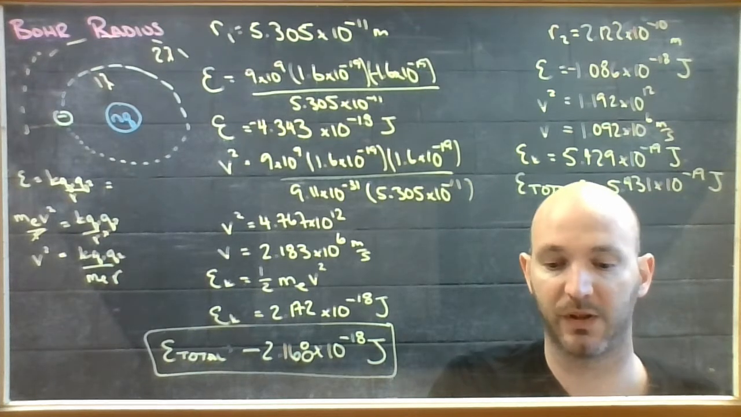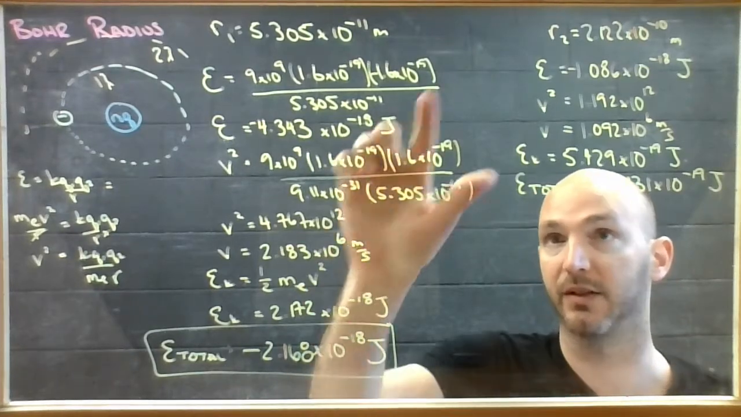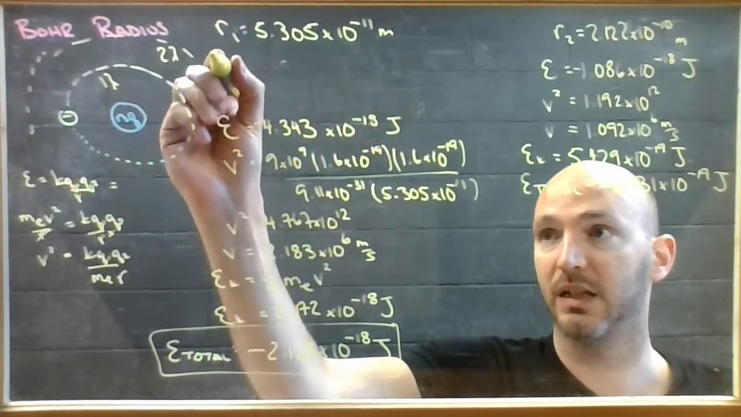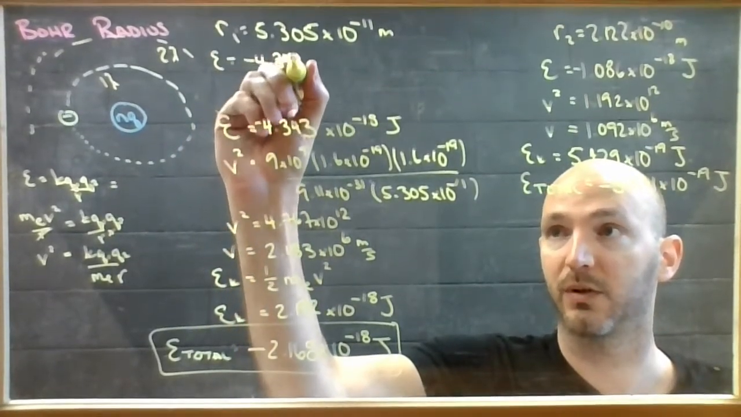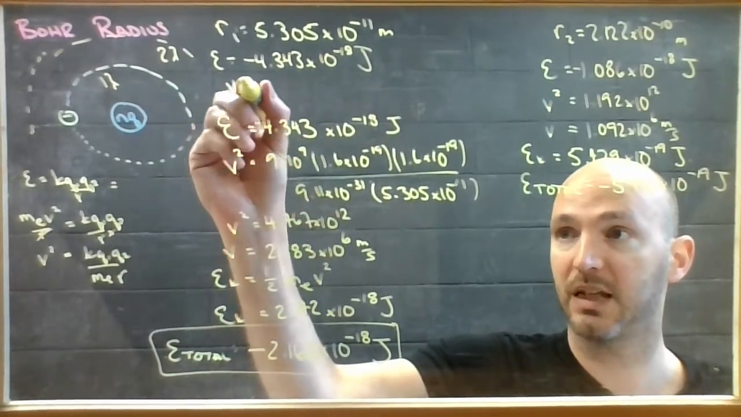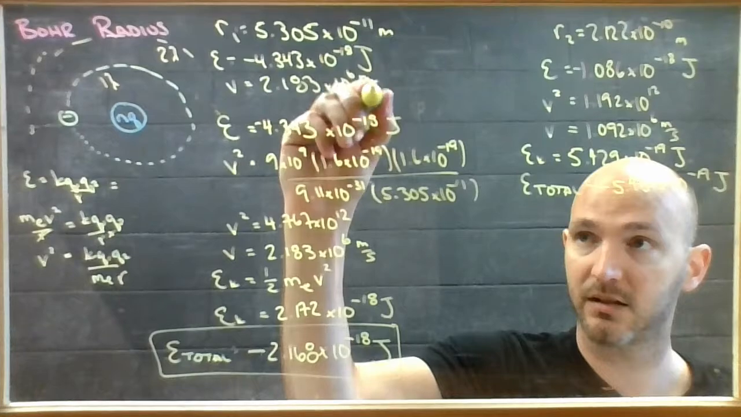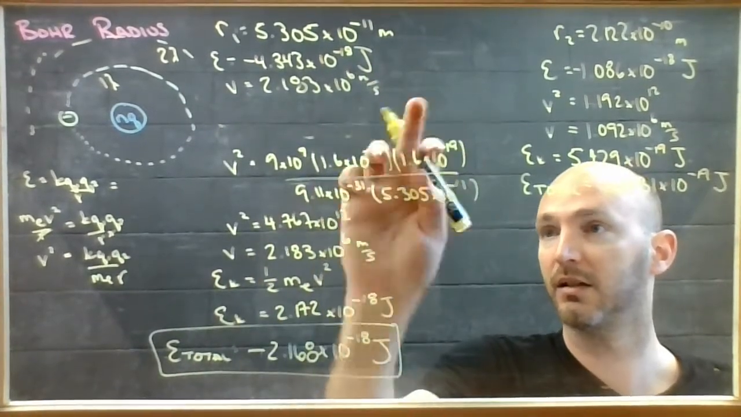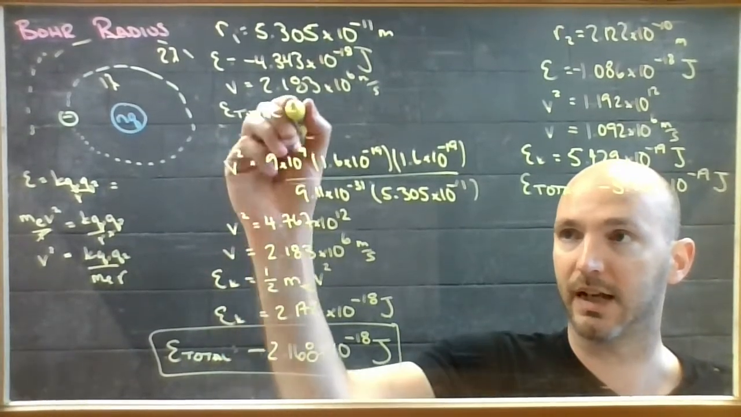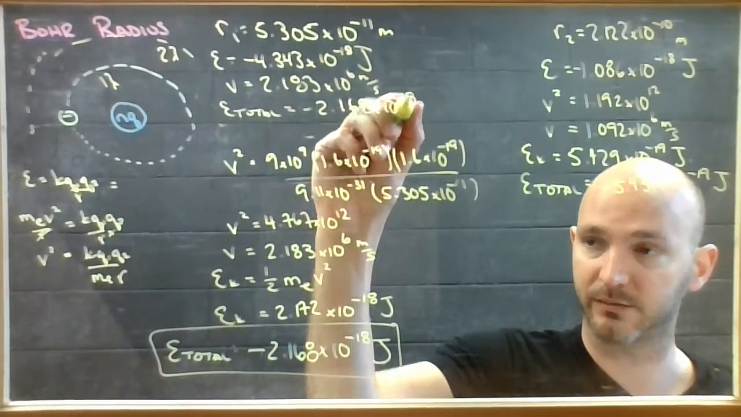Okay. Well, now that we have the net energies, I'm going to erase this because that was our sort of transcript for how to do it. I'm just going to record the critical numbers. E is negative 4.343 times 10 to the negative 18. Don't need that anymore. Speed 2.183 times 10 to the 6. And E total is negative 2.168 times 10 to the negative 18.